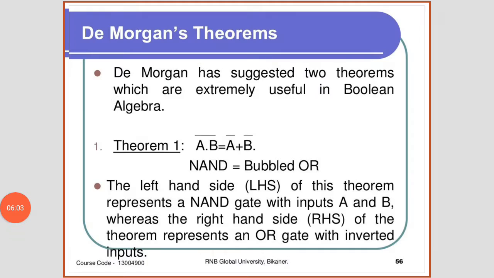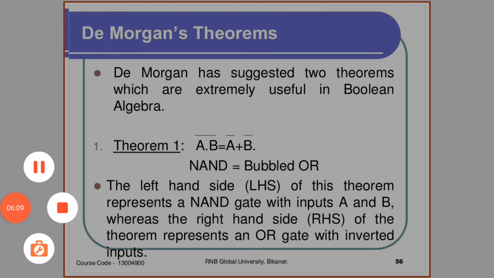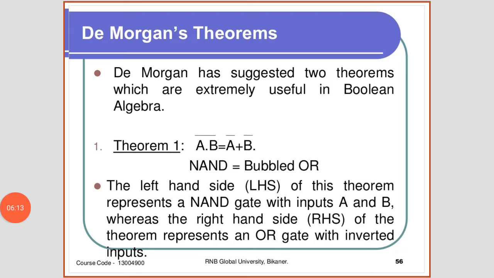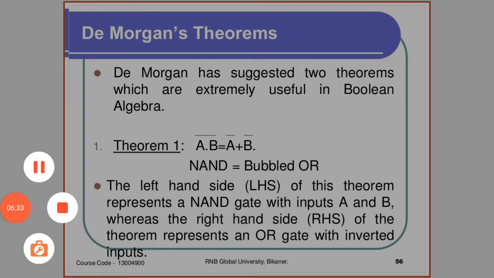De Morgan's theorem has two theorems which are extremely useful in Boolean algebra. Theorem 1 is (A into B) whole bar is equal to A bar plus B bar. (A into B) whole bar means the output of a NAND gate, and A bar plus B bar is equal to a bubbled OR. The left hand side (LHS) of this theorem represents a NAND gate with inputs A and B, whereas the right hand side (RHS) of the theorem represents an OR gate with inverted inputs.